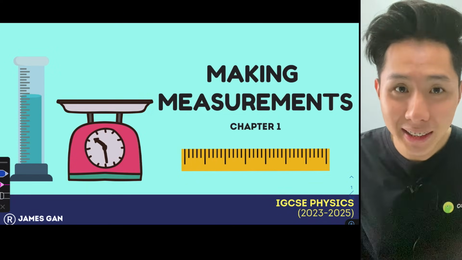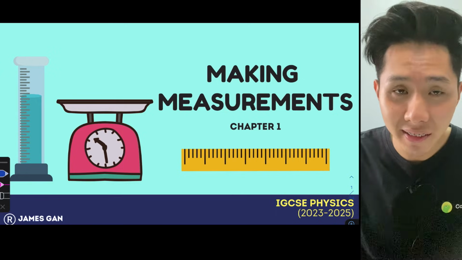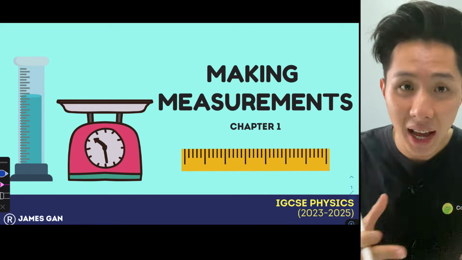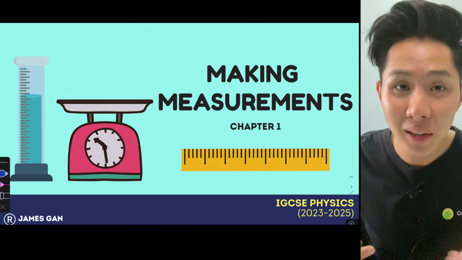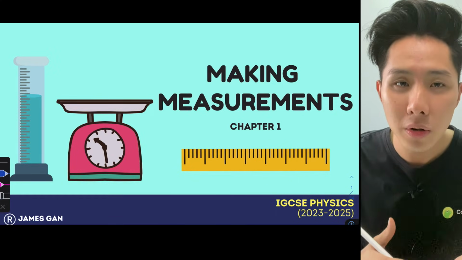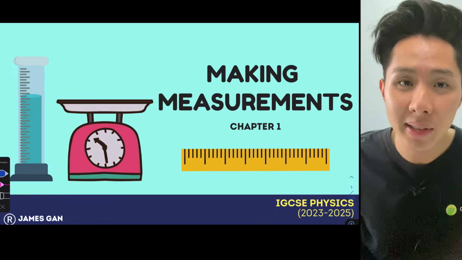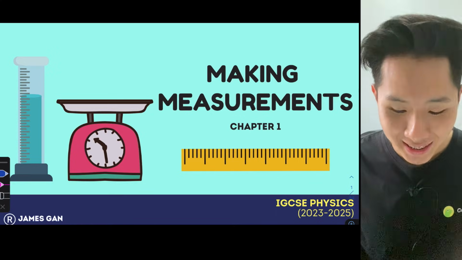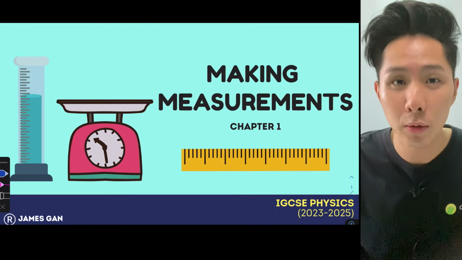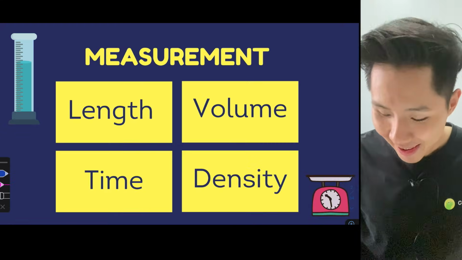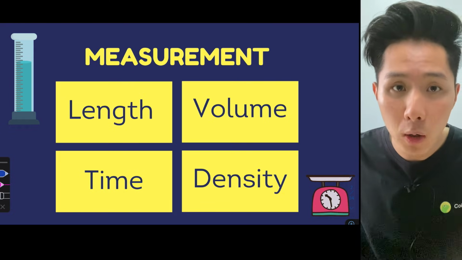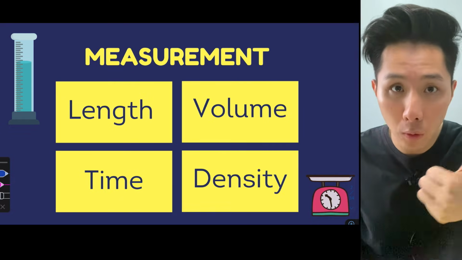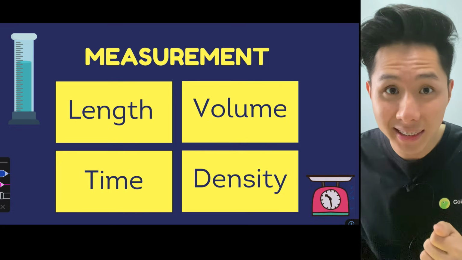So in today's video, I want to announce that I'll be starting a new video series on IGCSE physics. There will be 25 videos coming up, including this one, that will help you understand the whole syllabus from A to Z. So without further ado, let's dive into chapter 1, making measurements. And in this chapter alone, we'll learn how to measure 4 different quantities: length, volume, time, and also density.